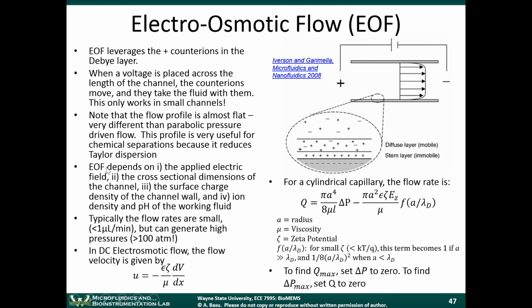EOF depends on the applied electric field, the cross-sectional dimensions of the channel, the surface charge density of the channel wall, and the ion densities and pH of the working fluid. All of these determine the charge distributions, which ultimately develops the flow rate. With electroosmotic flows, typically the flow rates are relatively small, less than 1 microliter per minute. However, you can generate very high pressures, sometimes even greater than 100 atmospheres. That's a lot. Like 1 atmosphere is 15 psi. This electroosmotic flow could potentially generate in excess of 1,000 psi.